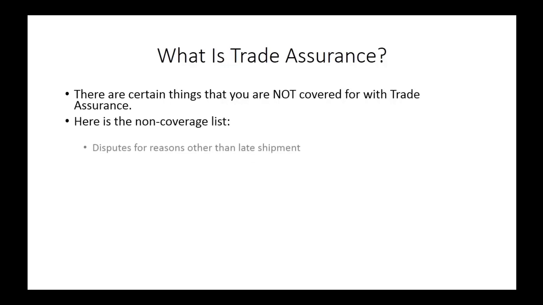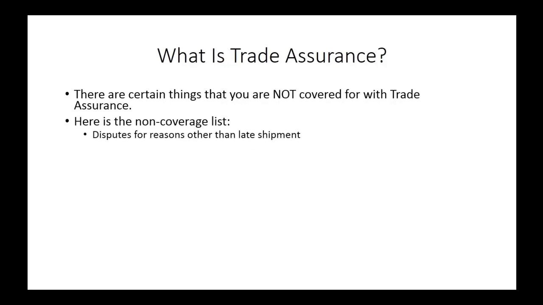First, you're not going to be covered for disputes for reasons other than late shipment. So if you don't necessarily like the way someone interacted with you, or you don't necessarily like something that you got in the package and it wasn't agreed upon, then that's not going to be something that you're going to be covered for under trade assurance.